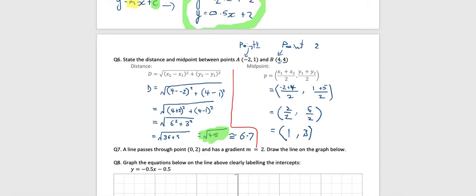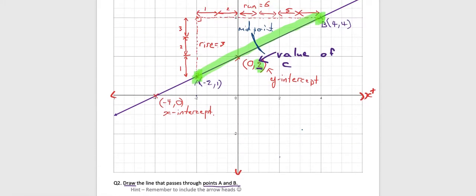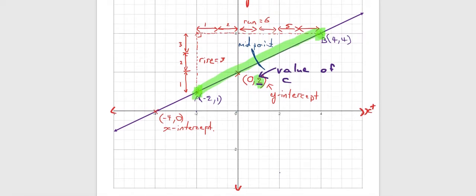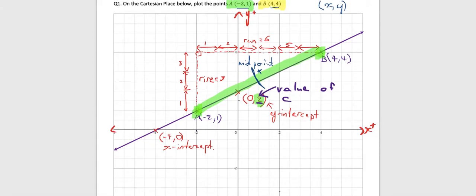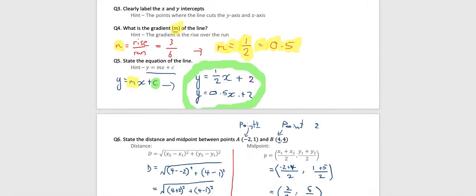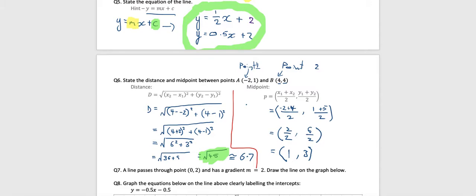Well, if we want to check, we can go up and graph 1, 3 on the graph here. So we'll find x equals 1, then go up 1, 2, 3. Is that right? 1, 2, 3. Definitely doesn't look right. So let's go back. Where did we go wrong?